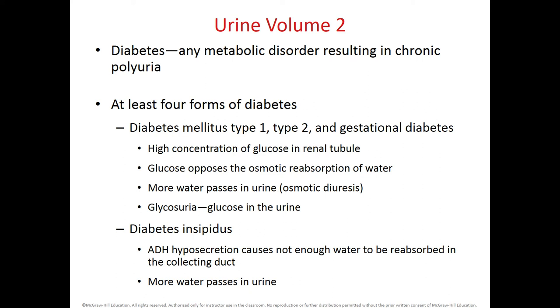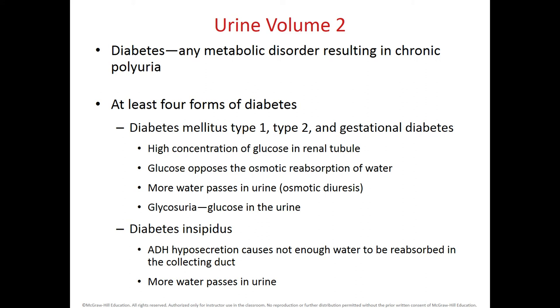Now, in diabetes insipidus, you are underproducing or undersecreting ADH, antidiuretic hormone. And because you don't have enough antidiuretic hormone, you don't retain as much water. So all the water will be passed through the collecting duct, and then you have polyuria, or formation of a lot of urine. And in this case, you won't have glycosuria in diabetes insipidus.